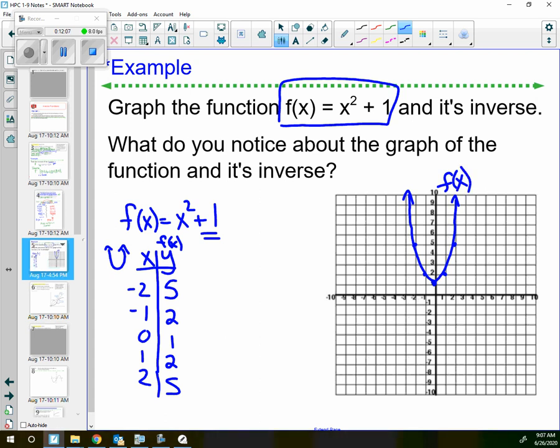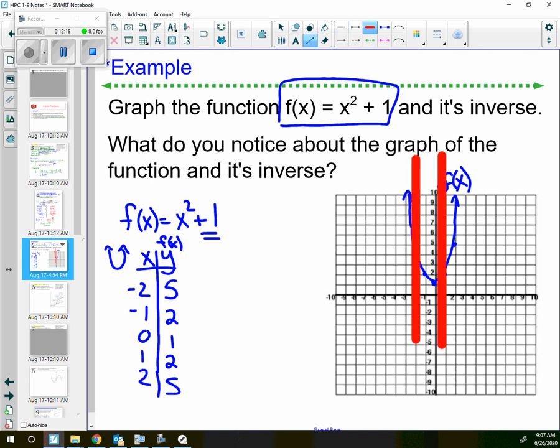Now notice I'm saying it's a function. Why? It passes the vertical line test. So if I take a vertical line and I pass it across this graph anywhere, it's only going to touch 1 point, right? I'm only going to have that one value.